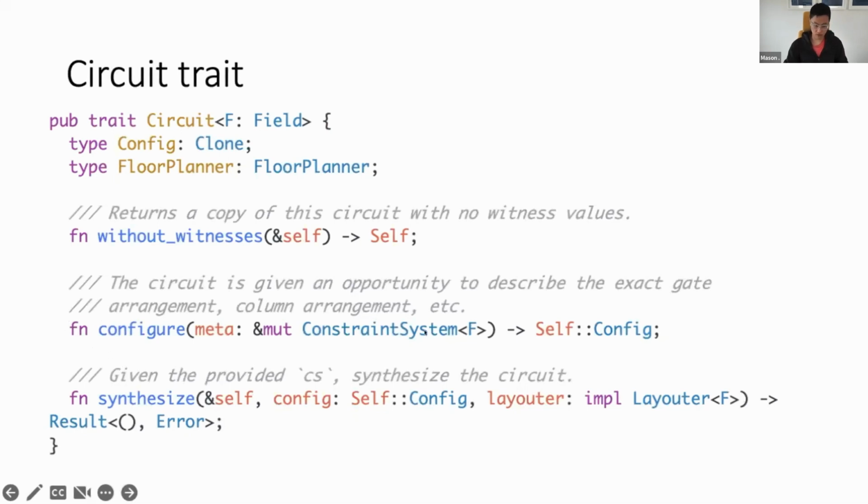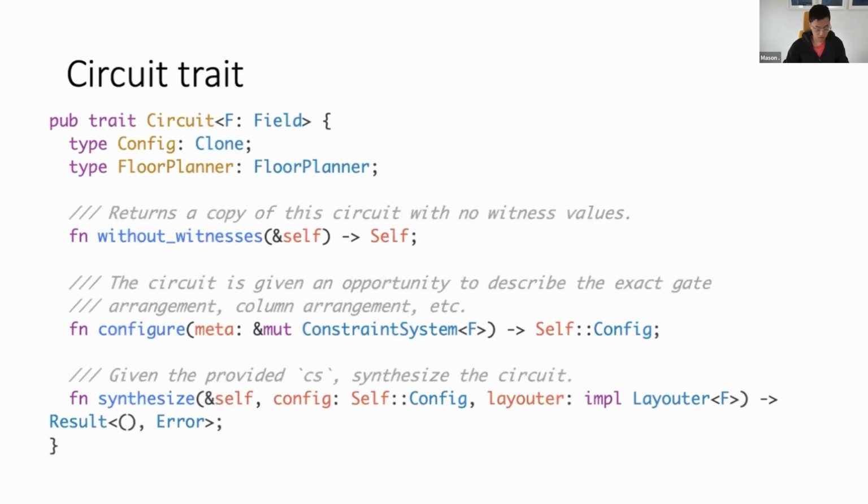And so this is like you're given this constraint system, typically called meta, and then you have to return a config. The actual work that you do in this function is that you write out all the constraints that you want your columns to satisfy. I'll show multiple examples of this later, so it should become more clear.